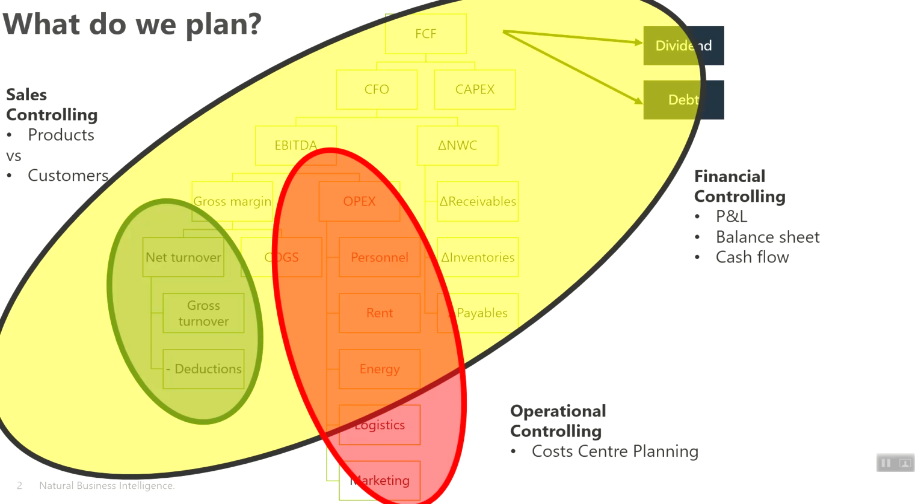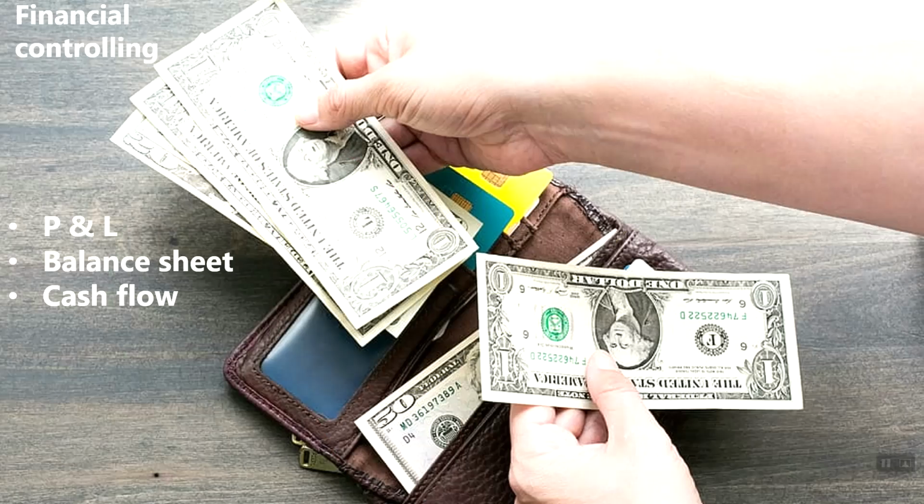In CP software, we have three different modules. The main one is financial controlling, where we plan these three key financial statements. On the other side, we have sales controlling and operational controlling, where we do a more detailed planning of revenues and expenses. As I have said, financial controlling focuses on planning of the P&L, balance sheet and cash flow statement. Sales controlling focuses on planning of the sales.